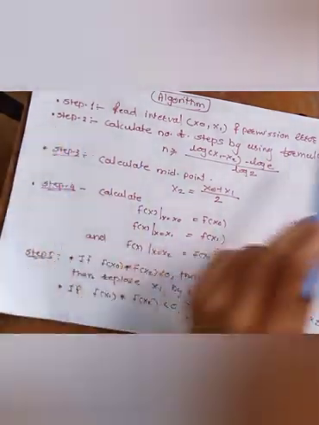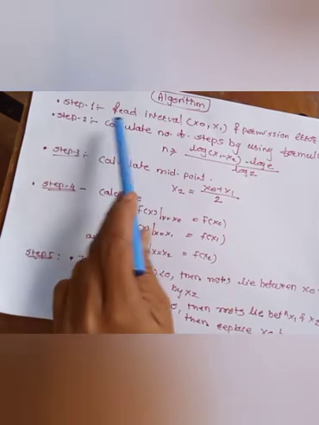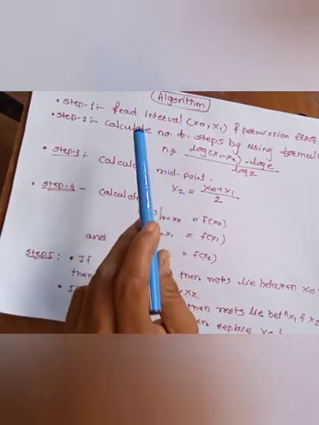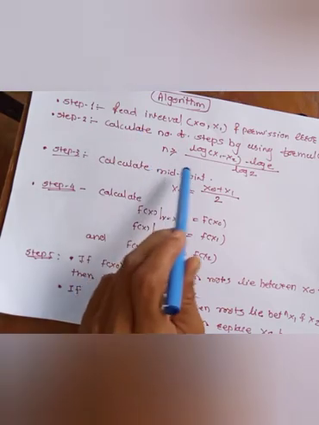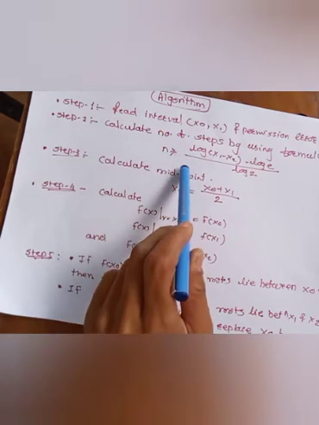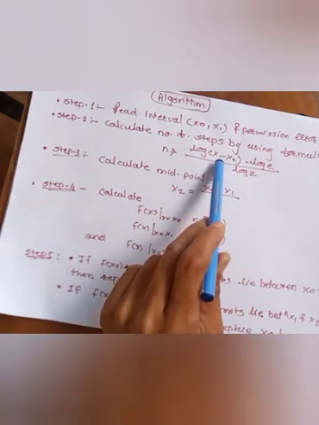Okay, once you obtain this, your step 2 is to calculate the number of steps or iterations. I just told you this formula. By using this formula you can calculate the number of iterations or number of steps that you require to solve your problem. So this is the formula.